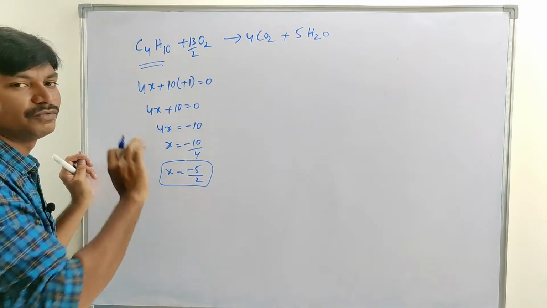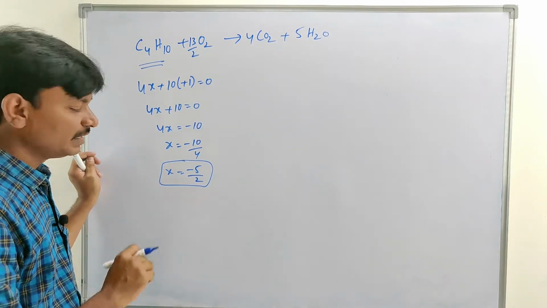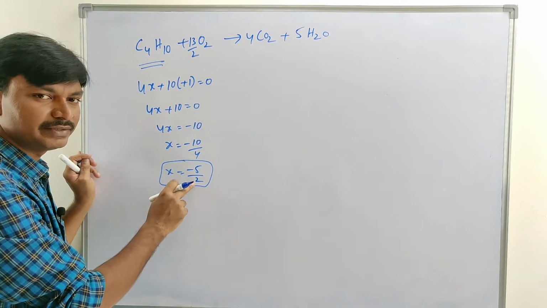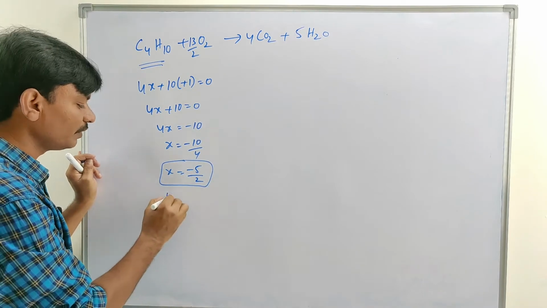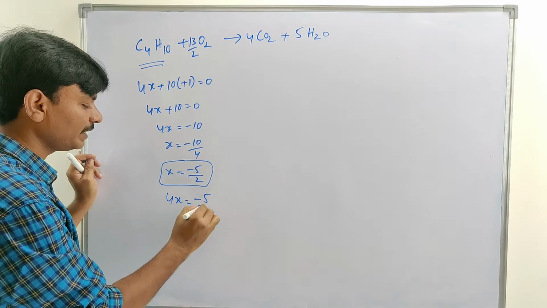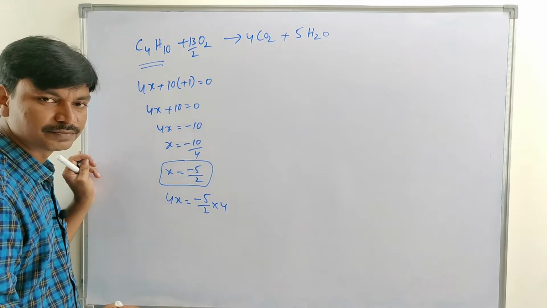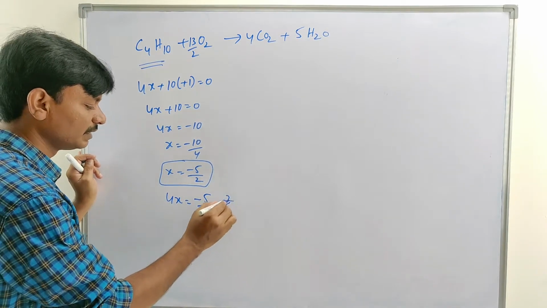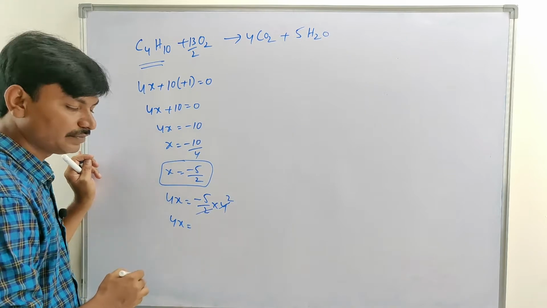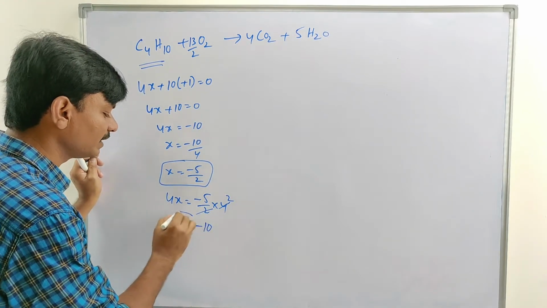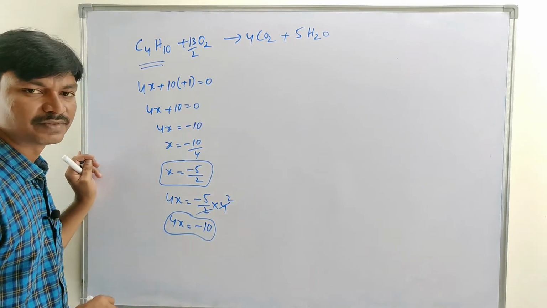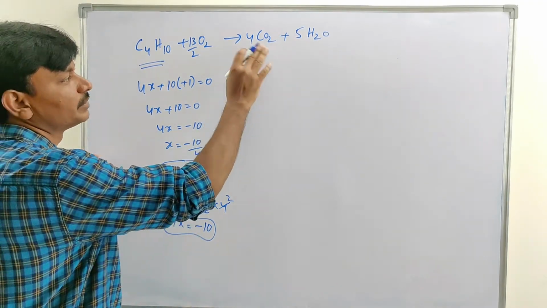But here 4 carbon atoms are present, each carbon having minus 5 by 2. Then the 4 carbons oxidation number will be 4 into x, that is minus 5 by 2 into 4. Okay, clear? Totally 4x, that is, 4 carbons oxidation number will be minus 10. Minus 10.